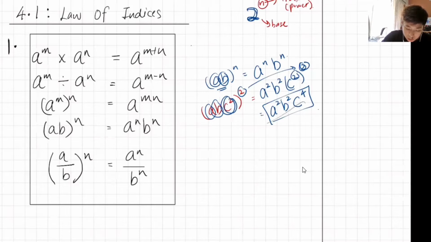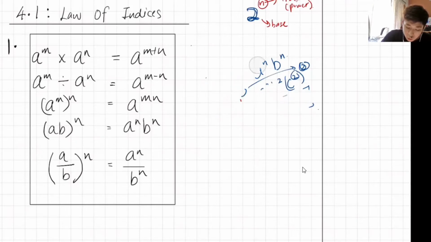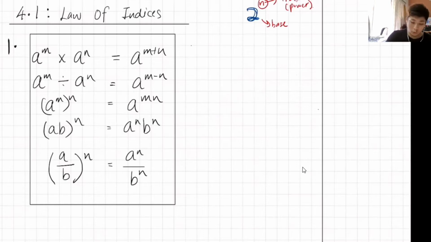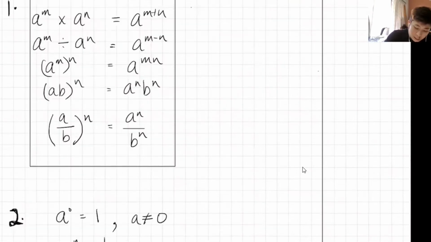So you have this answer. I will just erase. If you want, you can just have a note and follow along. Lastly, now you have a divided by b to the power of n. Just now we had something multiplying each other in a bracket. Now we have something dividing something in a bracket. So it's the same thing.